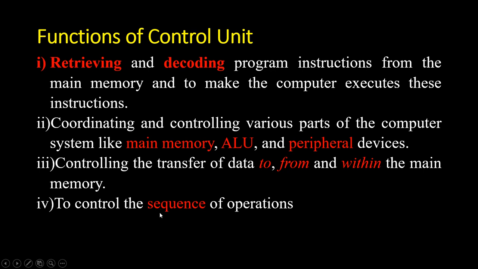Then, to control the sequence of operation, the sequence. The word sequence, I can compare it to a queue or a line of activities. I can give a simple example. At school, you line up for food. A student lines up one after the other for food. So it means each student is to be served. Assume these cooks who are serving perform like a control. Someone is directing them, like a control unit.